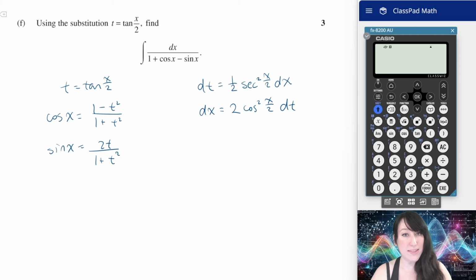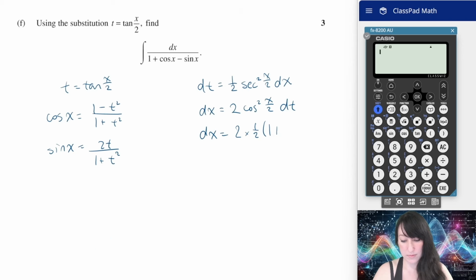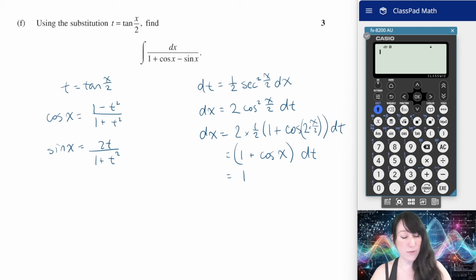We'll also need to fully express dx in terms of t. So we'll need to use the double angle formula here. This down here will help us to express dt solely in terms of t. And that's because inside the cosine now is a double. Now we'll just substitute in the t formula. And maybe simplify.